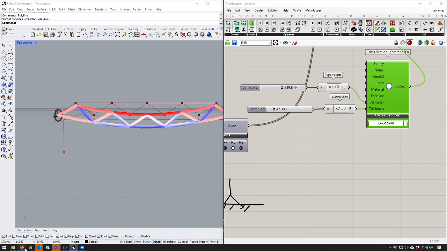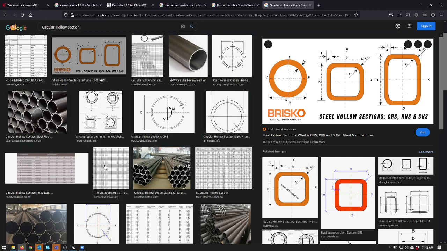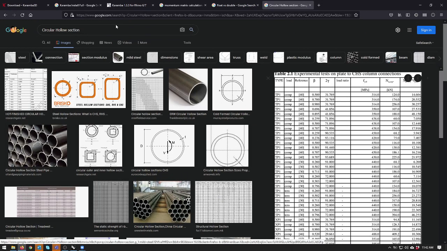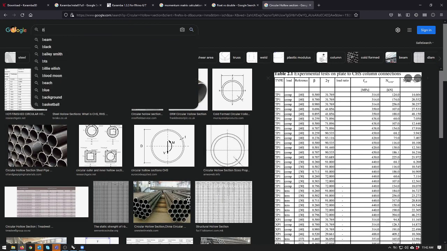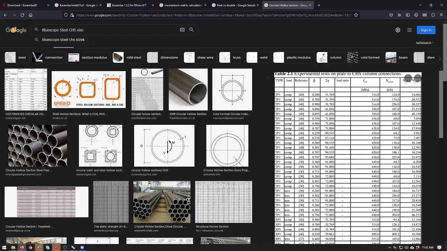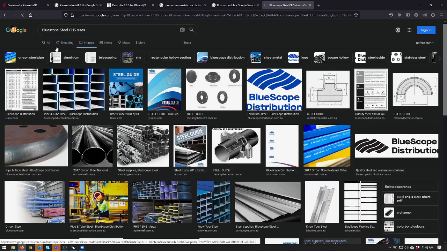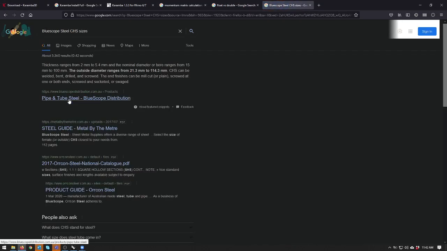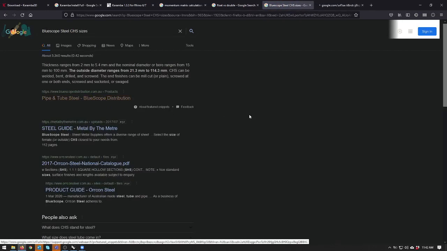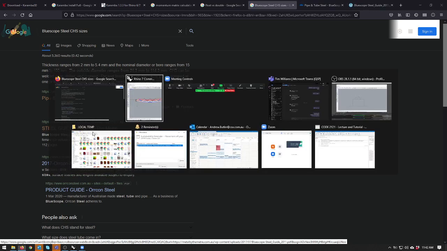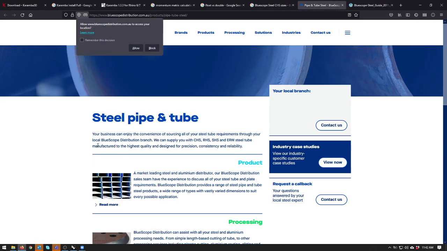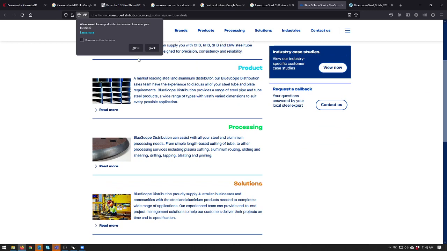Just please go look at various different circular hollow section sizes. So BlueScope Steel CHS sizes is a really useful thing to type into Google. We can also show there's actually a cross-section selection list in Karamba if you want to go through after this. Those are the European ones though, but it's good, it's got an Australian list. Oh, excellent.